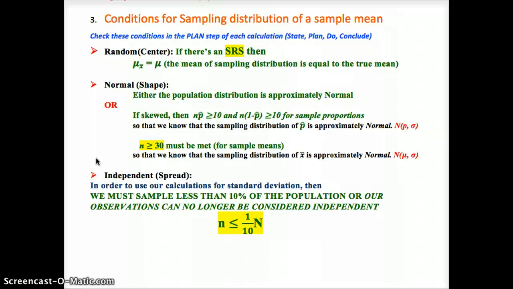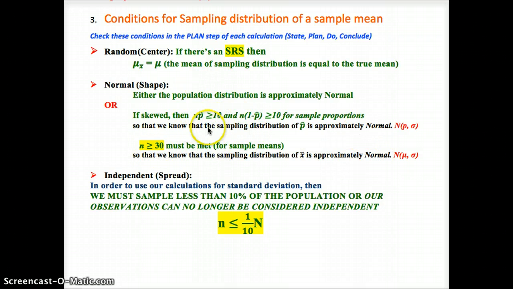And different numbers are used by different people, but a widely accepted one, and the one that we'll be using, is 30. So a sample size of 30 or more would guarantee that it's approximately normal, would let us know that this condition is met for our purposes and that the sampling distribution of X bar is approximately normal with a mean mu and standard deviation sigma. So this is the condition that's different. Pay close attention to that. Note how they're different because it's a sample mean and not a proportion.